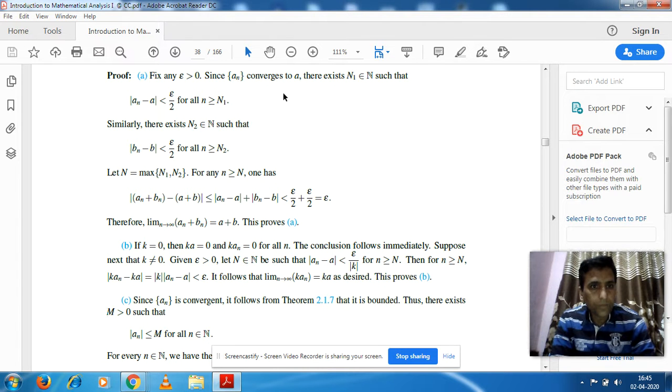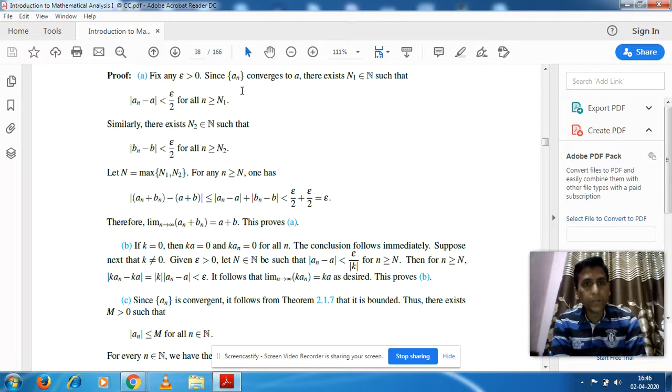We have two sequences an and bn. By definition, for every epsilon, since an converges to a, there exists some natural number n1 such that mod of an minus a is less than epsilon by 2 for all n greater than or equal to n1. This is by definition, right? Again, similarly, bn also converges to b. So again, by definition, there exists n2 belonging to the natural numbers such that mod of bn minus b is less than epsilon by 2 for all n greater than or equal to n2.